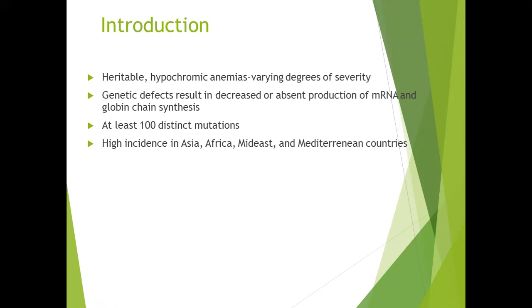The genetic defects result in thalassemia. There is decreased or absent production of messenger RNA and globin chain synthesis. Basically, the defect is that there is reduced or absent globin chain production. There are 100 distinct types of mutations, and there is high incidence in Asia, Africa, Middle East, and Mediterranean countries.